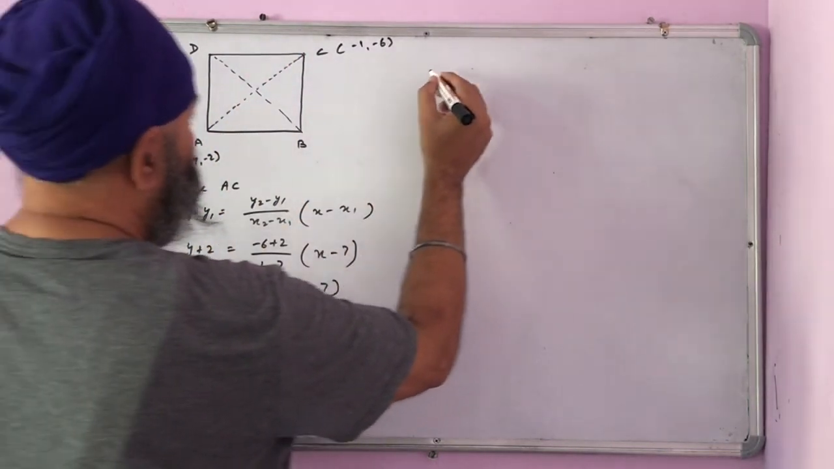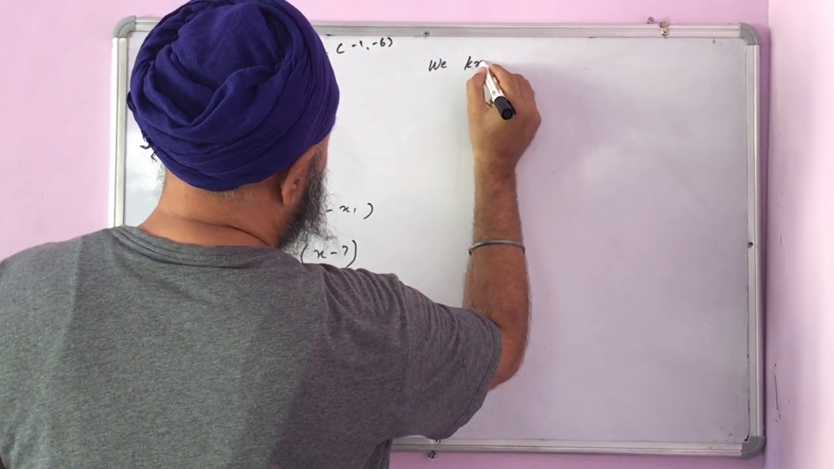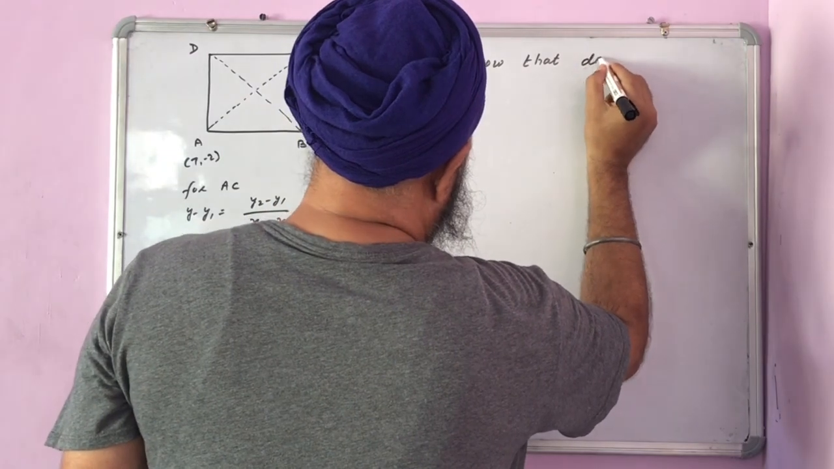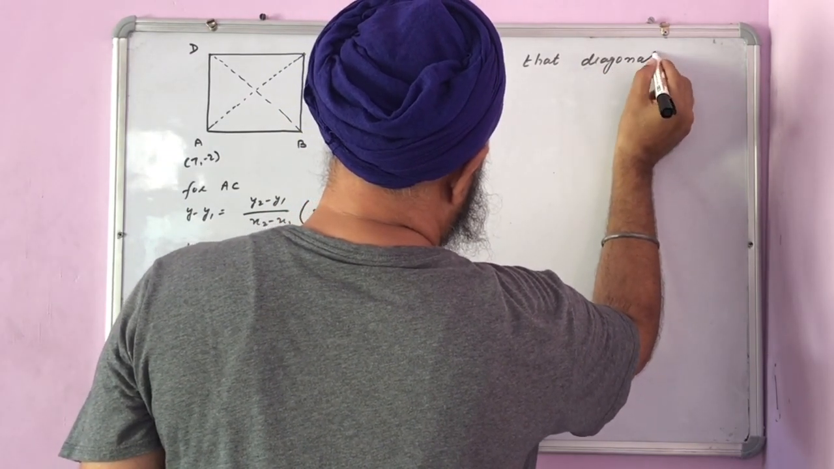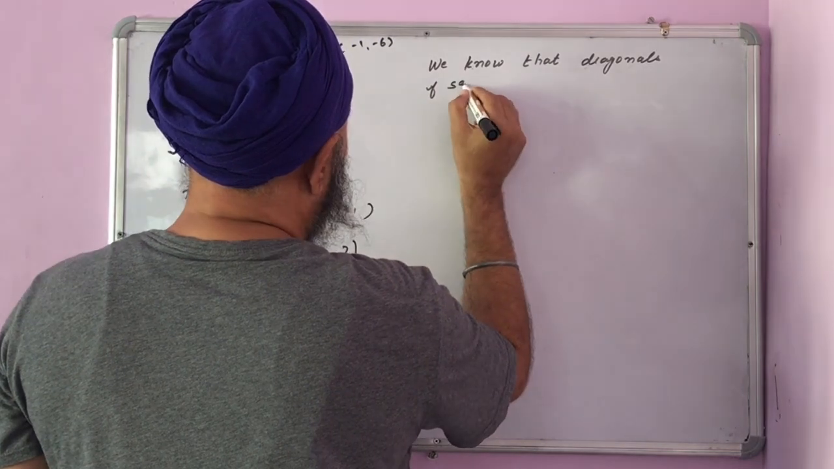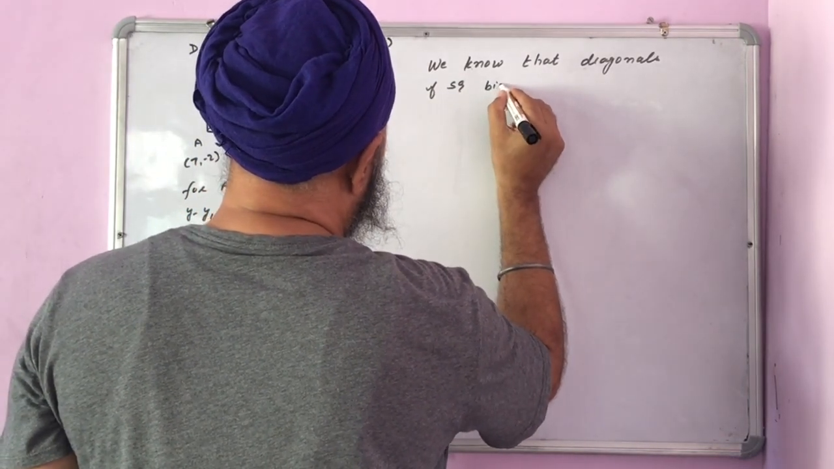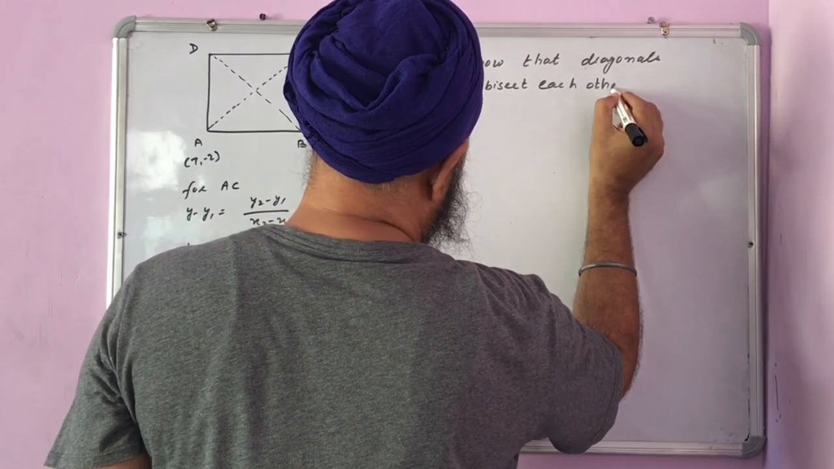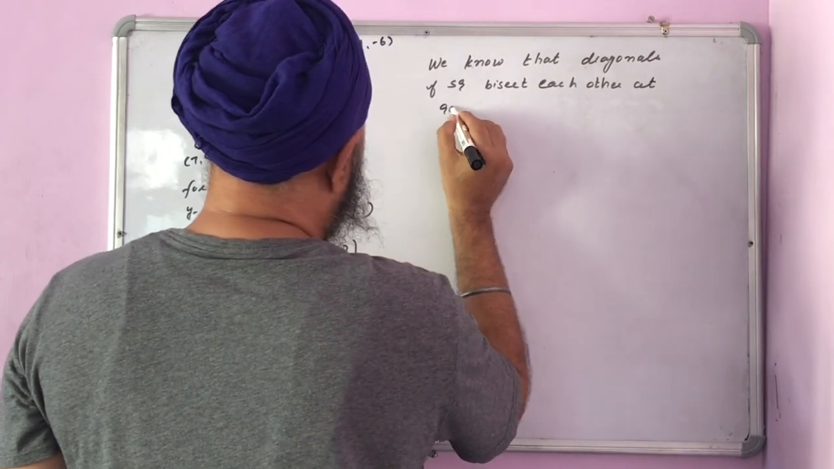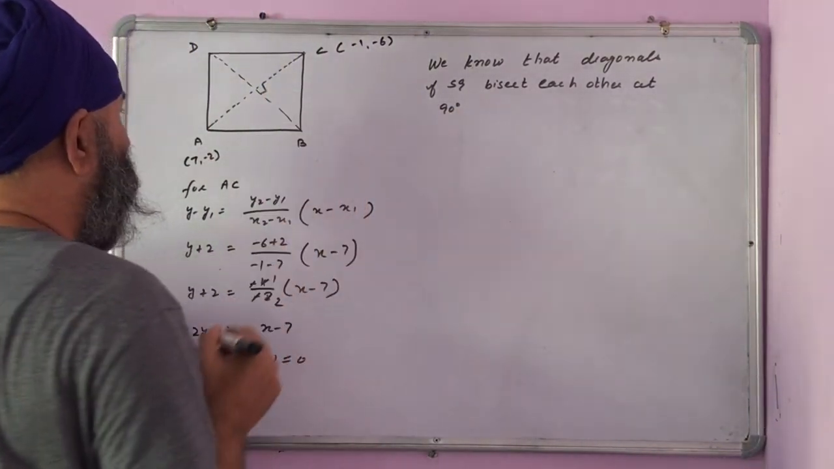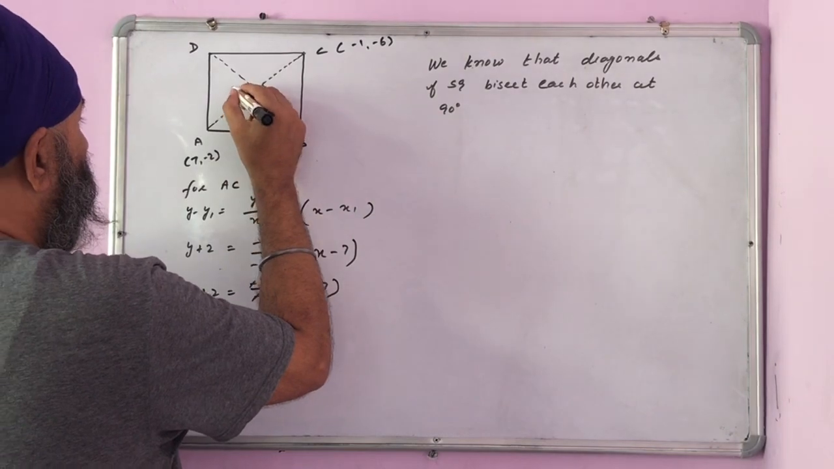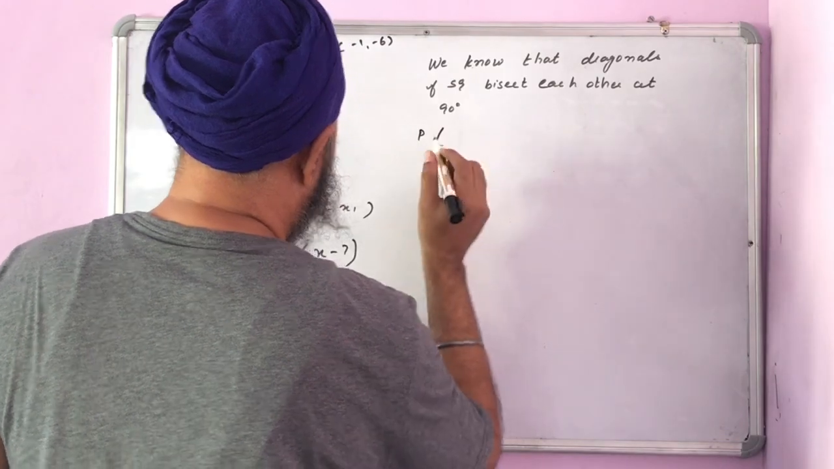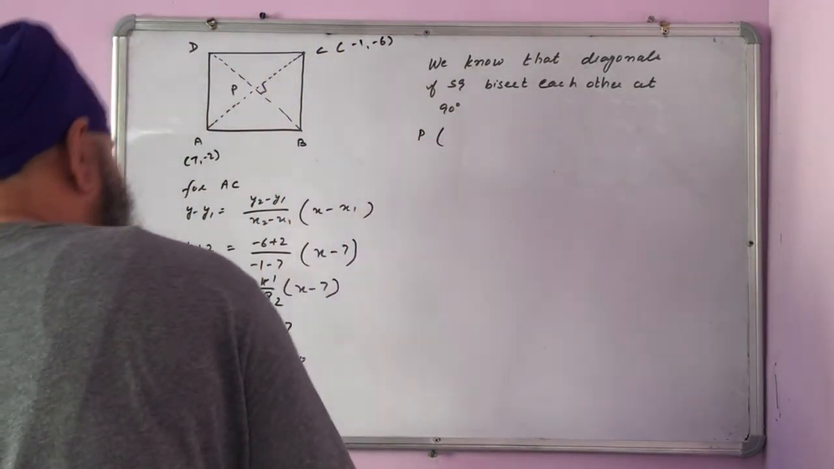Now we know that diagonals of a rhombus bisect each other at 90 degrees. So first we find the midpoint P. So P is the midpoint of AC and BD.